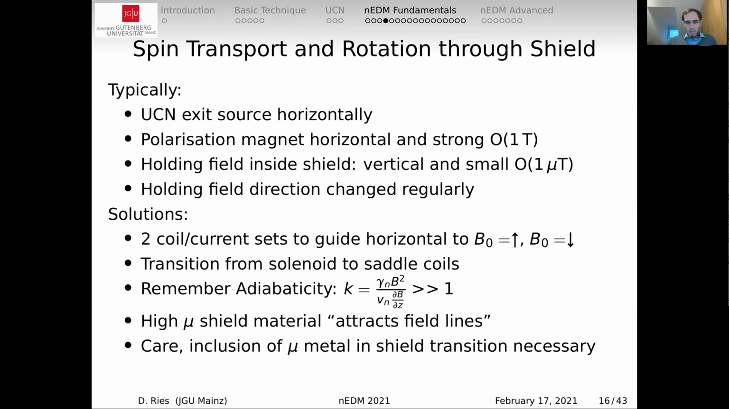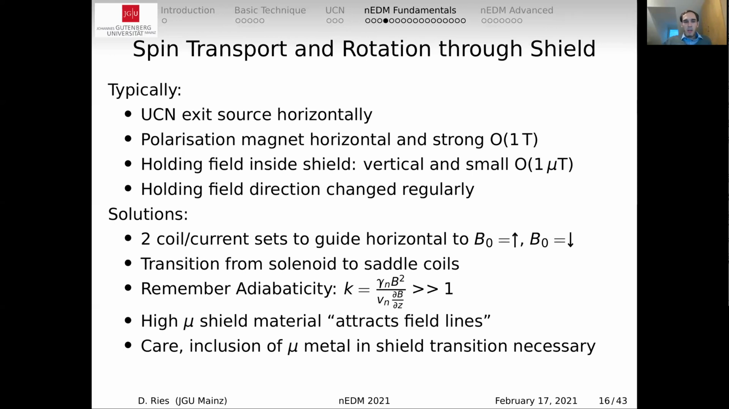Now, that means we need to do some work to get inside our magnetic shield and to move the spin in the right direction. Typically, you would need two sets of coils or currents in those coils in order to slowly, adiabatically rotate your spin from forward pointing, for example, to upwards pointing. In the beginning, as in our drawing, you can start with solenoid coils, and then at some point you want to go over to saddle coils, which you could wind on a tube and which would create a vertical field there.